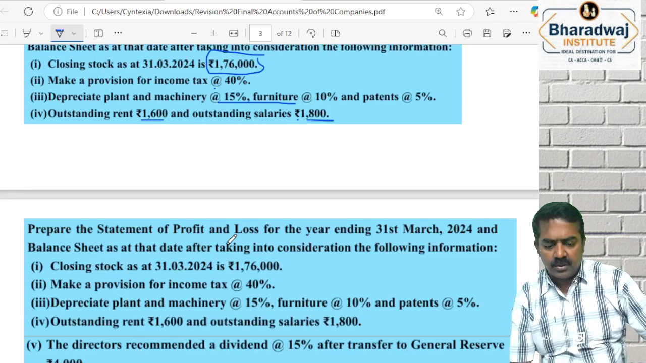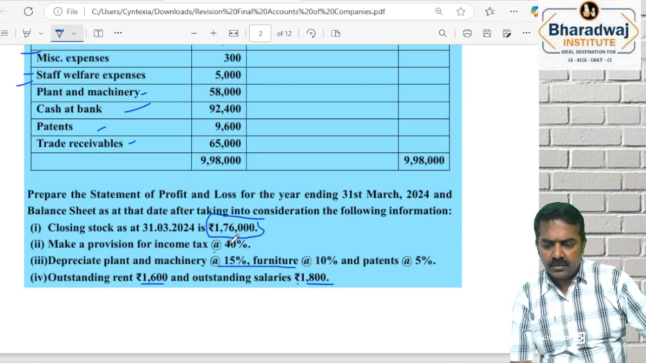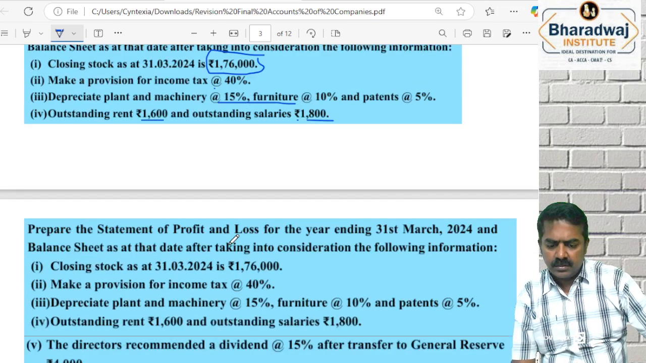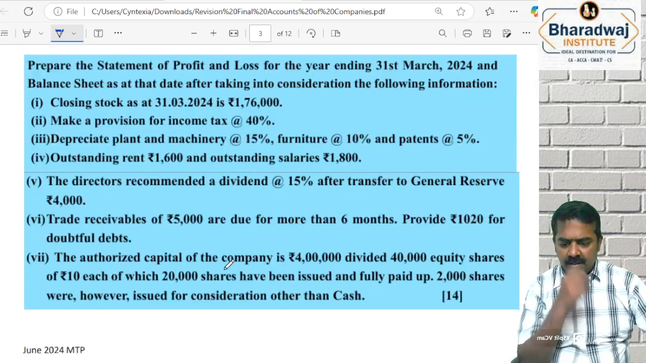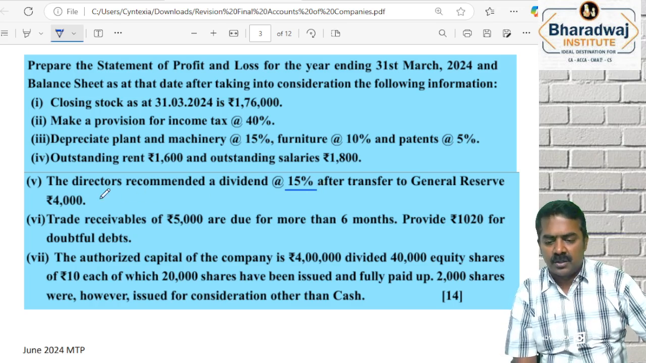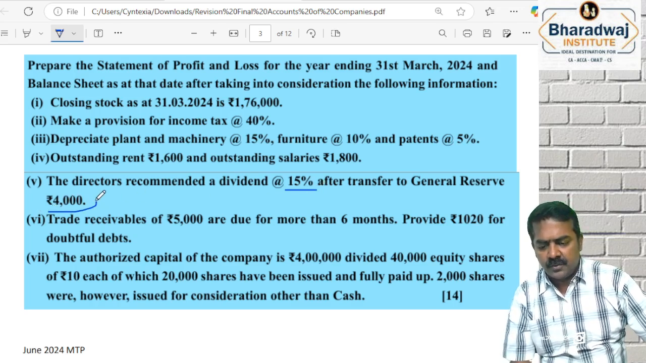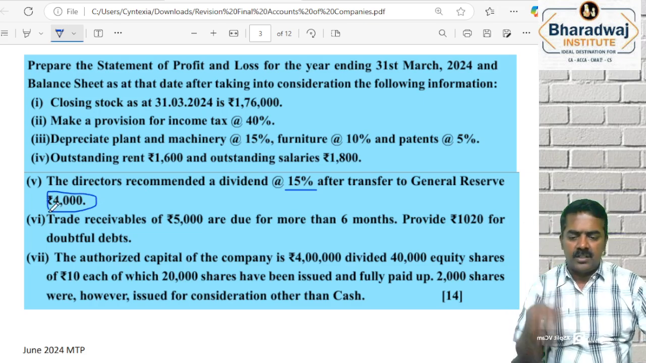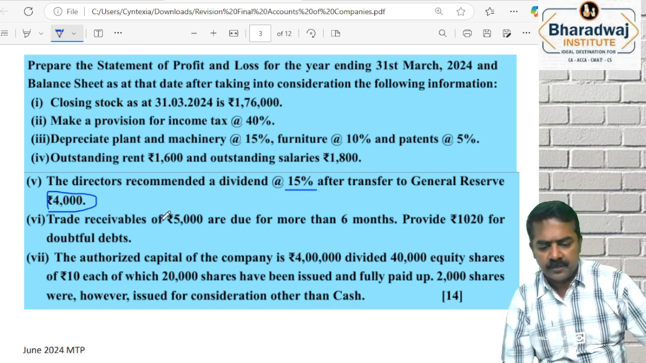Prepare P&L account. Okay, just repeat it. Directors recommended dividend of 15%. This will come as notes to accounts. Transfer to reserve, we'll adjust in reserves and surplus. I'll tell you what to do. From P&L account, we'll eliminate this 4,000 and add it to reserves.